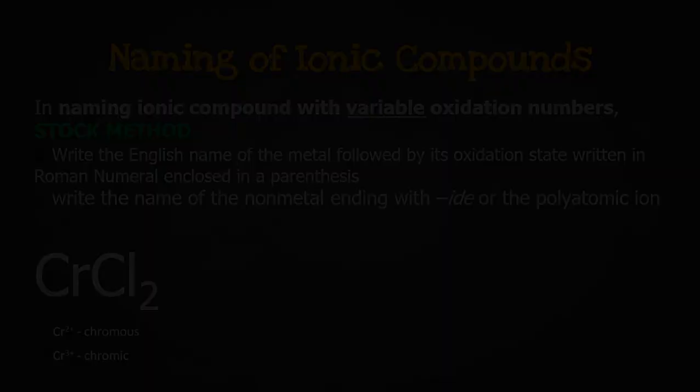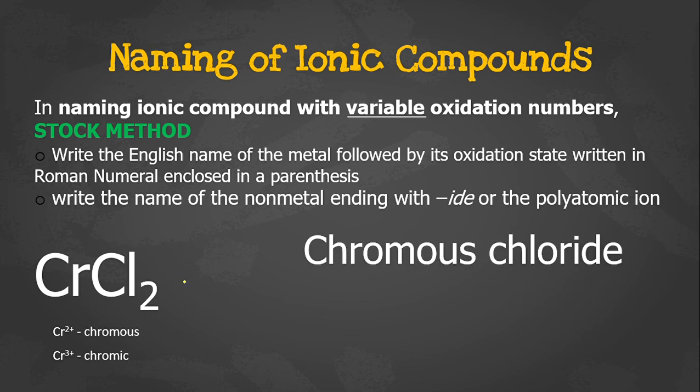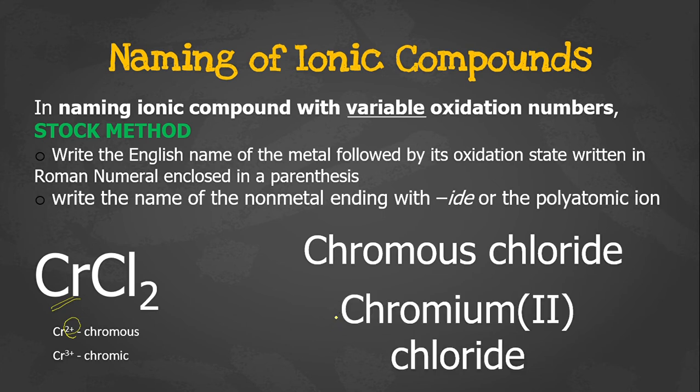Okay, next. How about this one? Again, this is chromous chloride, and chromous is positive 2. So, therefore, we just write the name of the metal, which is chromium, and indicate the charge in Roman numeral, enclosed in parentheses. Therefore, the name of this compound is chromium 2 chloride.